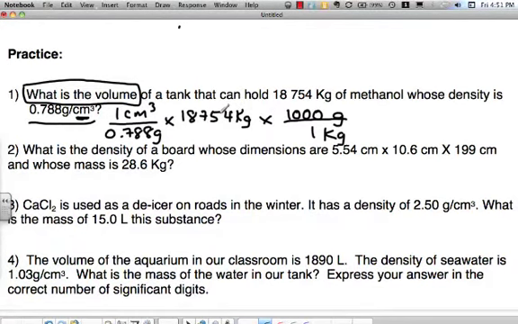So 18,754 times 1,000 divided by 0.788. And I said equal after I did the multiplication. And my answer, significant figures, I have 3 here in the density given. So my answer needs to have 3, not the 2.379949239 that my calculator says. 2.38 rounding to 3 times 10 to the 7th centimeters cubed.